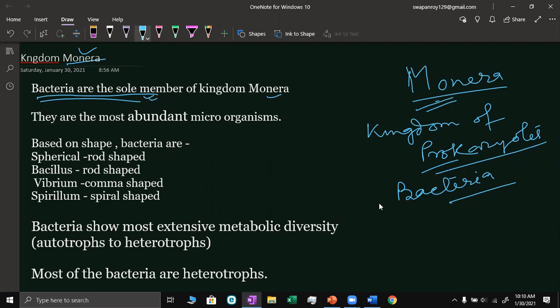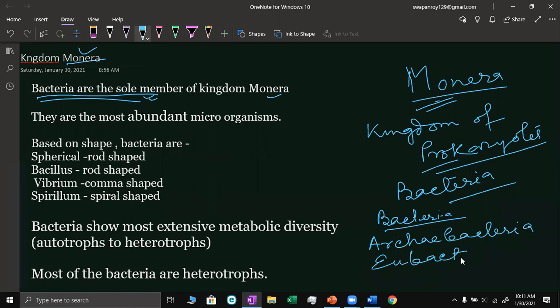And in these, of course, we have bacteria. Under this, we can say Archaebacteria, one group of bacteria, and Eubacteria. Actually, bacteria can be grouped under two: Archaebacteria and Eubacteria. Archaebacteria is the most primitive and the oldest. During the evolution, the Archaebacteria originated first, and after that came the Eubacteria, that is the true bacteria.